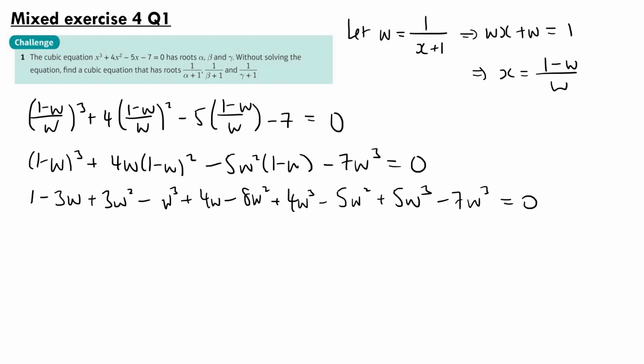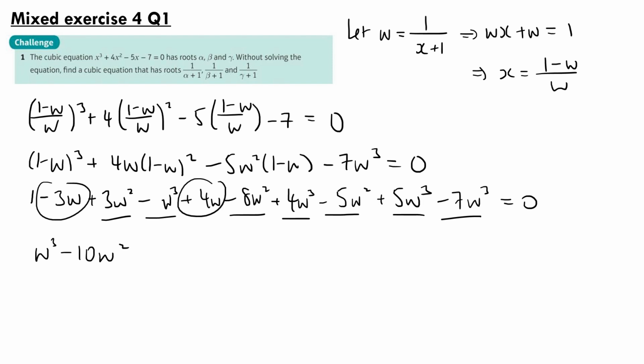So the w cubed terms are minus w cubed, 4w cubed and 5w cubed, and the minus 7w cubed is at the end. So in total that is 1 lot of w cubed. Then we've got the 3w squared here, minus 8w squared, minus 5w squared. So that will give us minus 10w squared. Then for the w terms, you've got the minus 3w plus 4w, and that's it. So that's plus w. And finally, the 1 on the end gives us this cubic.